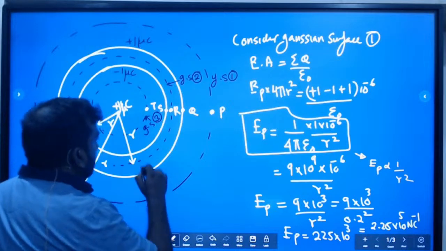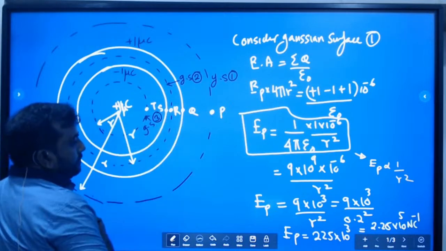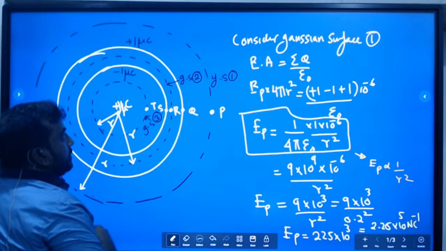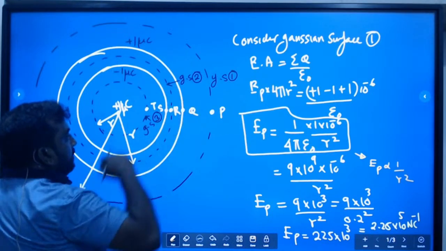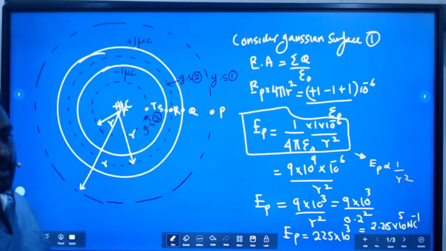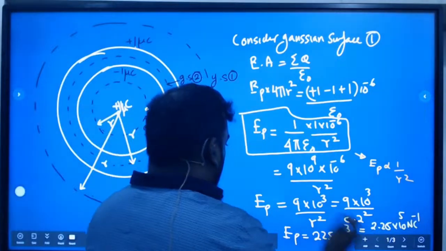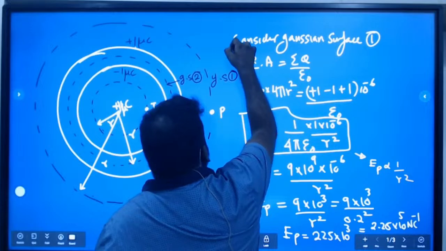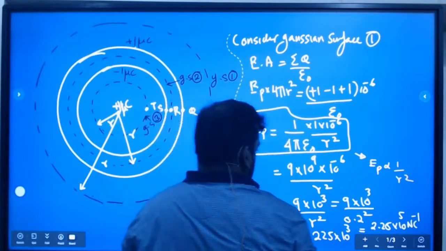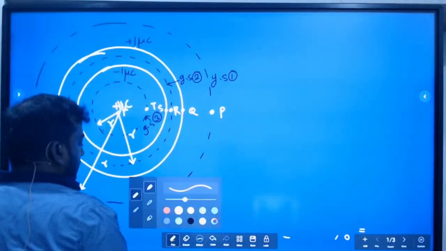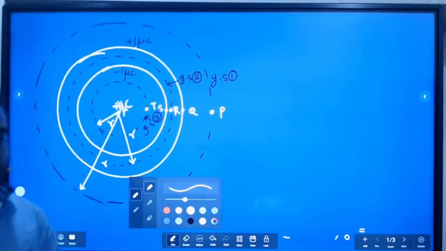Very simple. Potential at P: because of this charge there will be a potential, because of that charge there will be a potential, and because of that charge there will be a potential. So separately you must write. I will keep the same diagram and erase this part, because we have done this, so I can write the potentials there.